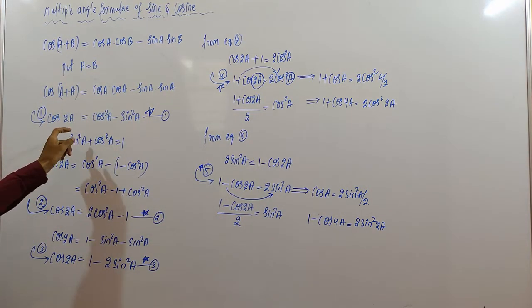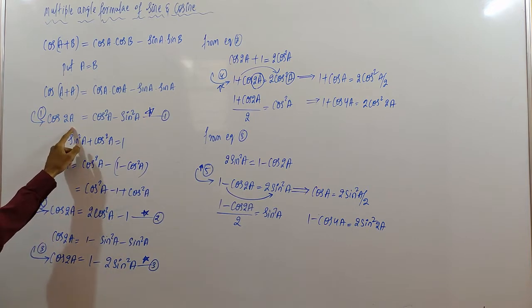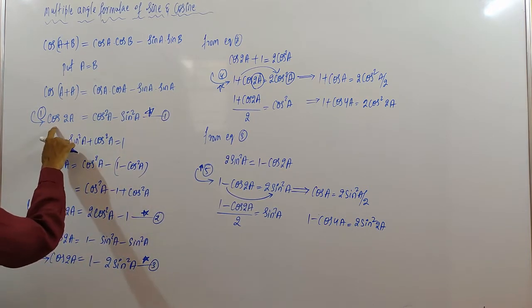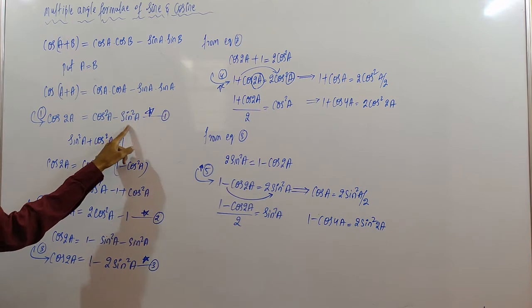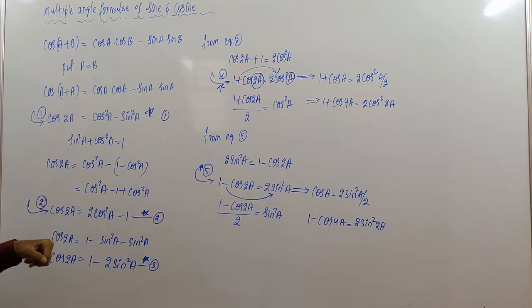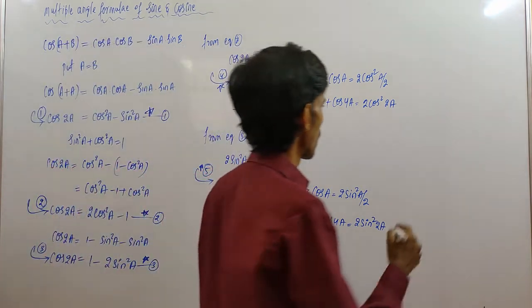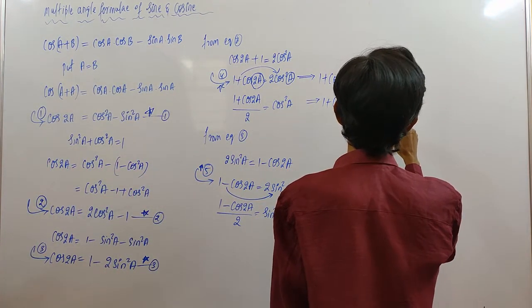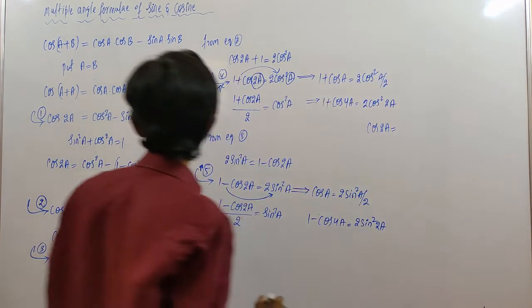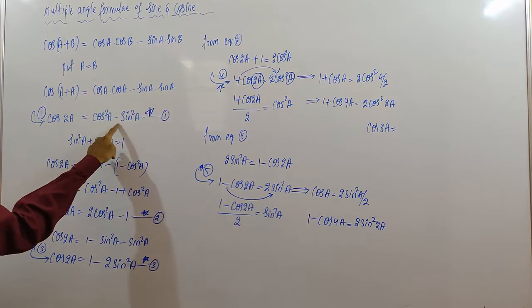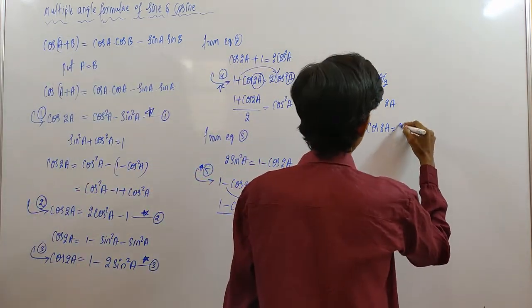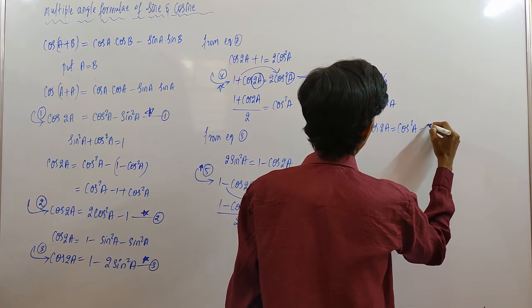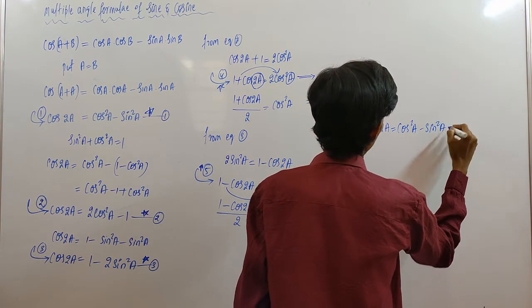Similarly, we can get the value of cos 2A in terms of tan. Here, the cos 2A value is cos square A minus sine square A. If we want to get this value in terms of tan, we write down cos square A minus sine square A.